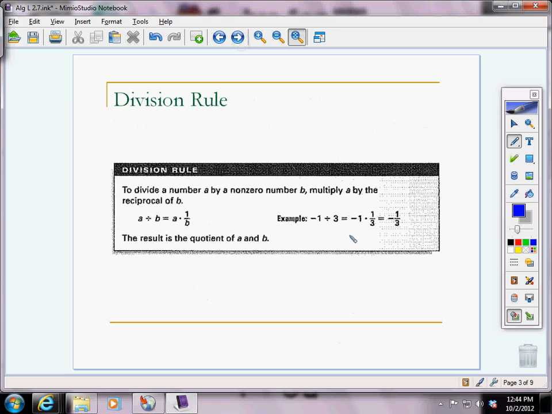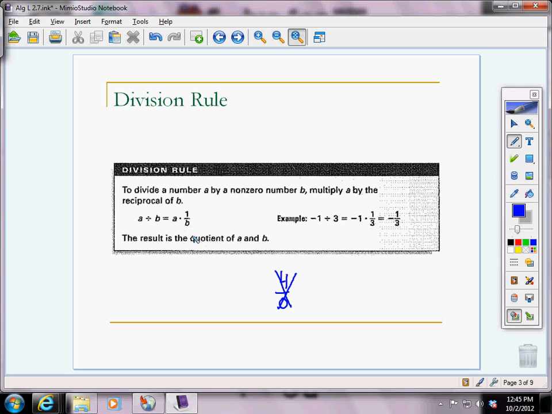So let's see how we can use reciprocals to divide. We have our division rule here, which says to divide a number by a non-zero number b. Here's the reason it can't be 0. If you take any number and divide it by 0, not possible. So to divide a number a by a non-zero number b, multiply a by the reciprocal of b. So kind of like we had our rule from changing subtraction problems into addition, we have a rule for changing division problems into multiplication. So instead of dividing by b, you multiply by the reciprocal.